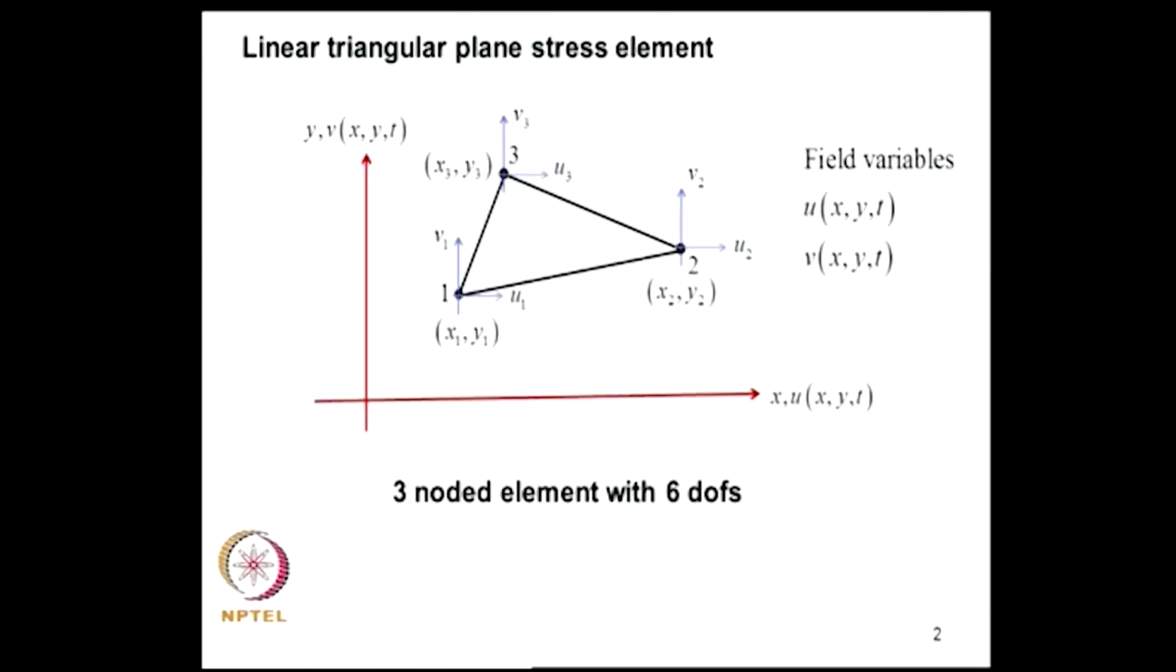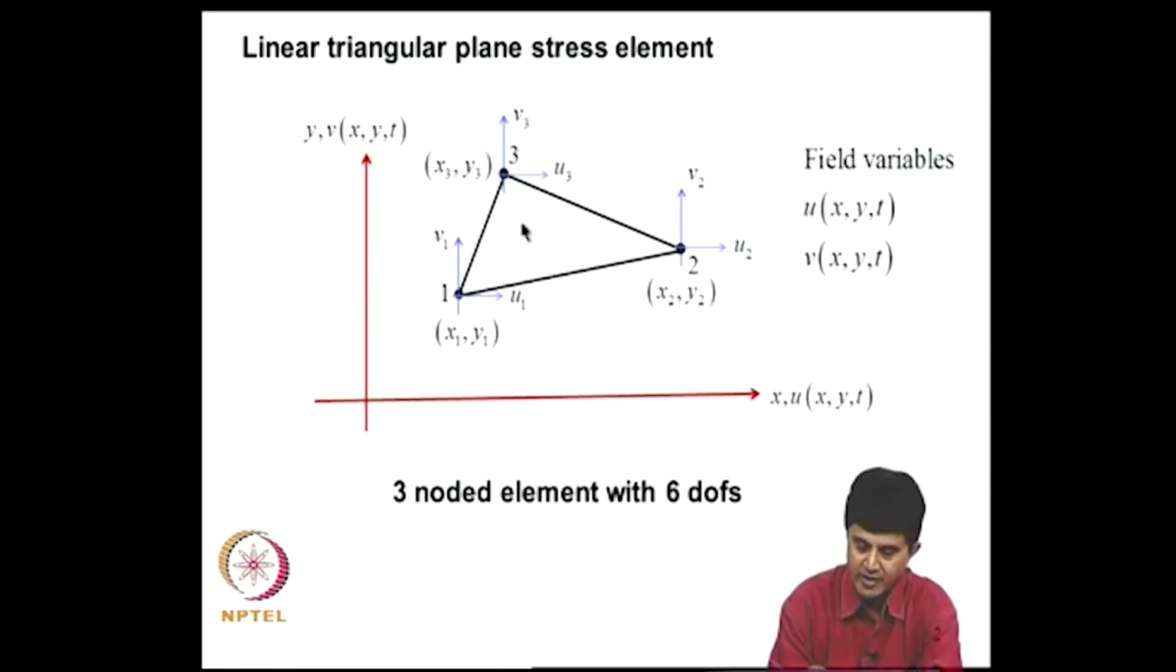We have been discussing analysis of two-dimensional continua, so we will continue with that. What we did in the previous lecture was we considered a triangular element. This element has 3 nodes 1, 2, 3, and at each node there are 2 degrees of freedom. So, this is a 3 noded element with 6 degrees of freedom. The field variables are u and v, which are functions of x, y and t, and we interpolate the field variable in terms of the nodal values.